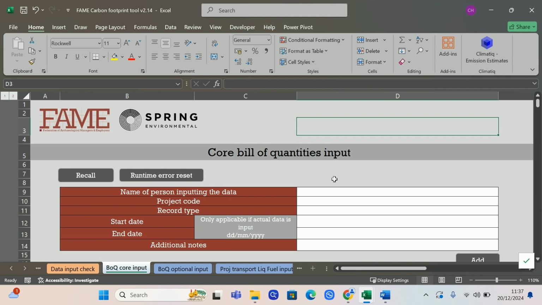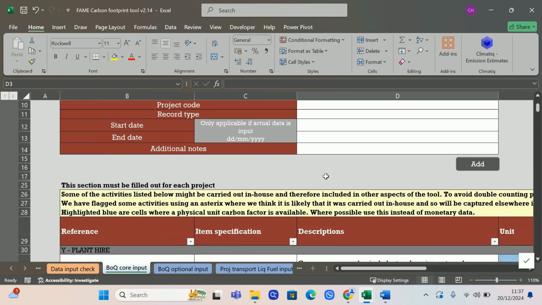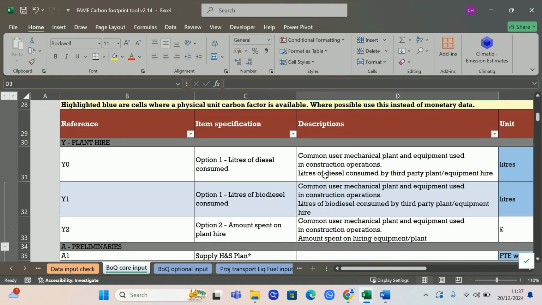So to reflect this, we've separated the category from the standard bill of quantities published by FAME and placed it at the top of the input page because it's predicted to be the most significant emitting category for most projects that you're using the tool to report on.